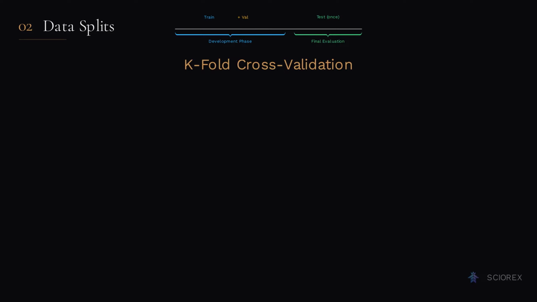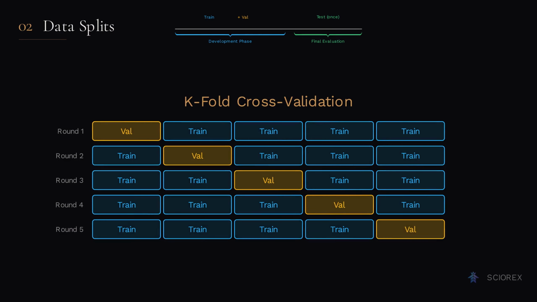A quick note. When data is scarce, a technique called k-fold cross-validation lets you reuse data more efficiently. You split the data into k chunks, train on k-1 of them, validate on the remaining one, and rotate. Every point gets to be in the validation set exactly once. We won't implement it today, but you will encounter it early in practice, and it fits right here conceptually.